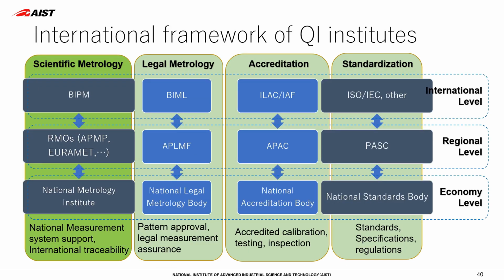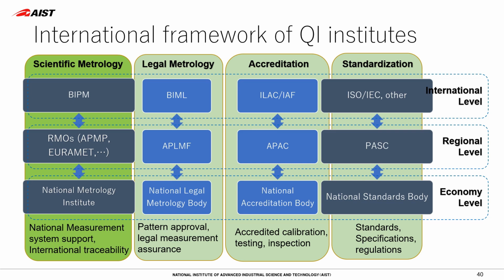To realize smooth international trade, QI institutes have formed a systematic scheme to harmonize standards at the regional and international levels. QI institutes are categorized into scientific metrology, legal metrology, accreditation, and standardization. Some of you may have heard these names of the organizations at the international level. Ordinarily, these international quality infrastructure organizations have regional organizations.